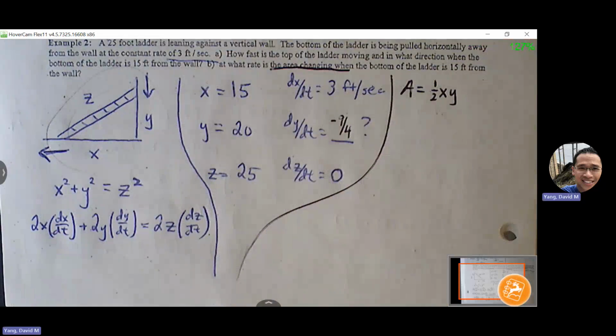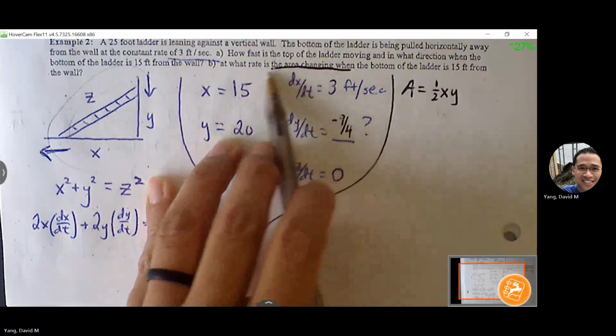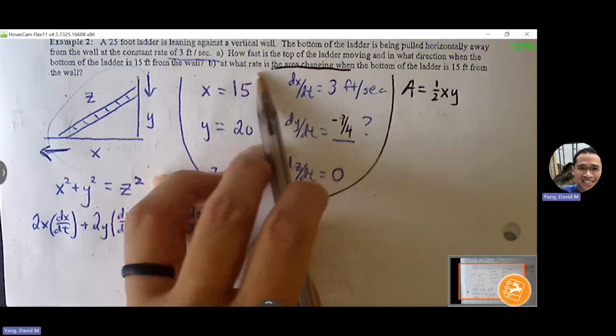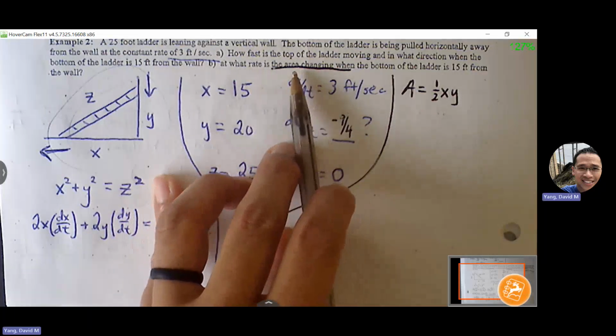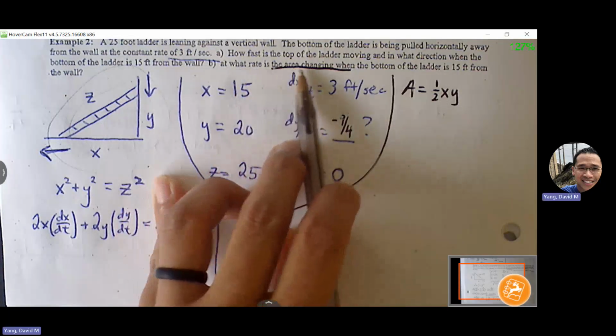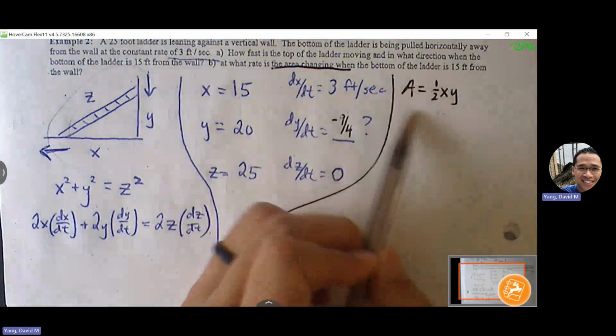Okay, what variable do you think we're trying to look for here? What are they asking for? Right, dx/dt. It's close. D what? At what rate is the area changing? dA over dt. Okay, we're looking for dA/dt, which means we've got to find the derivative.